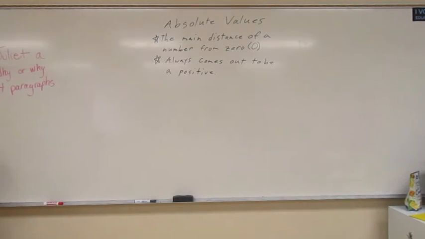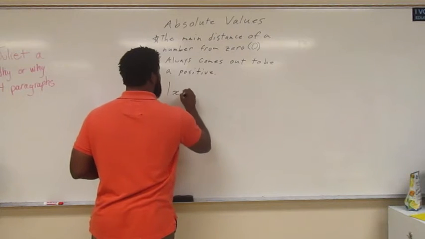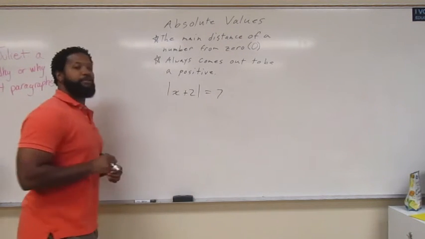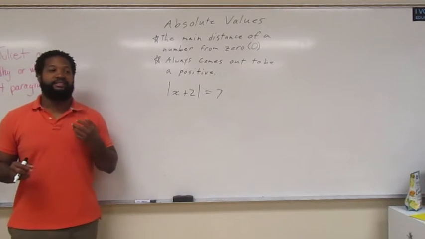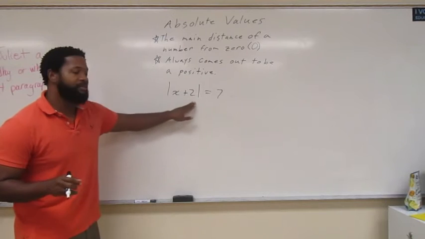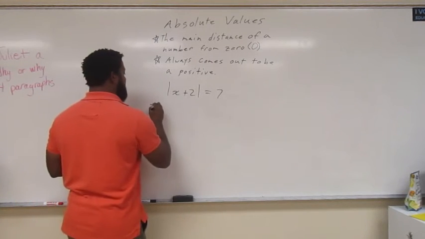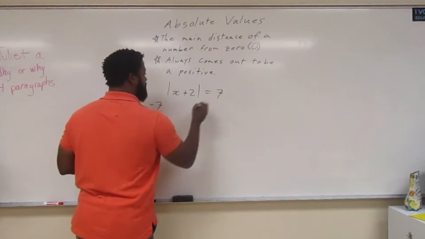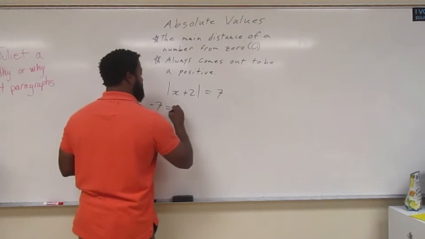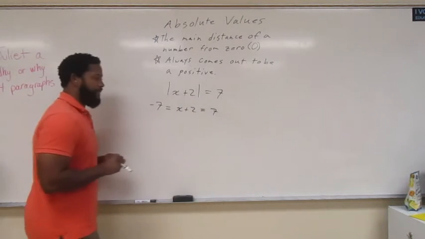Let's say you might have the absolute value of x plus 2 is equal to 7. In order for us to get rid of this absolute value, what's the opposite of that positive 7? -7. So we have a -7 equal to x plus 2, and x plus 2 equal to 7. That's how we get rid of the absolute value.